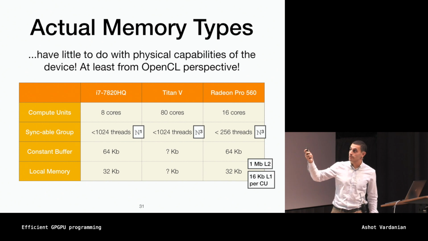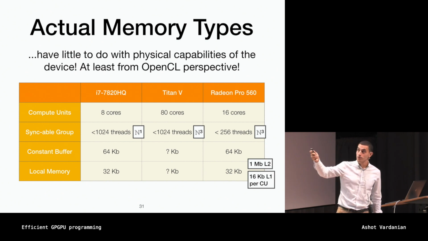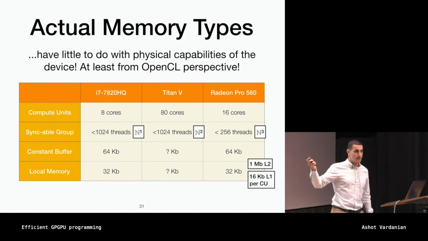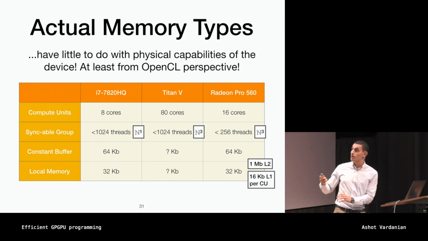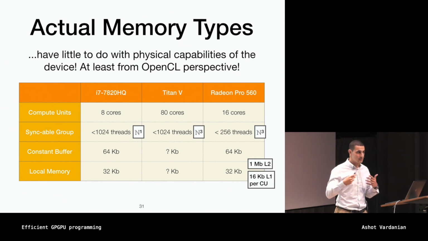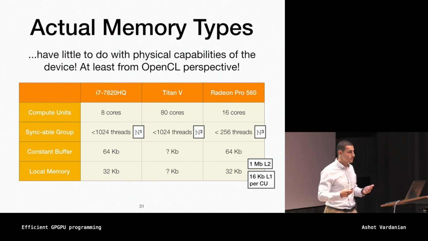They all have different specs. So compute units is basically a hardware spec. Syncable groups, it's a software feature. Syncable groups, it's something that OpenCL knows. And the understanding of a device from the OpenCL perspective is totally different from the way the hardware is organized.